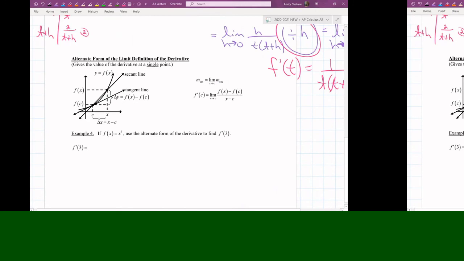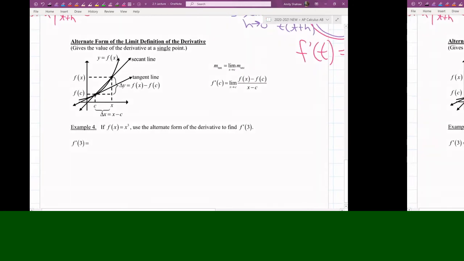Now down here we have one last problem. It says that we're doing the alternate form of the limit definition of the derivative, and it says, hey, can you use this alternate form to find f prime of 3? And it's funny, I taught you how to find a derivative at a point, but I just used the slope formula and a plus h.